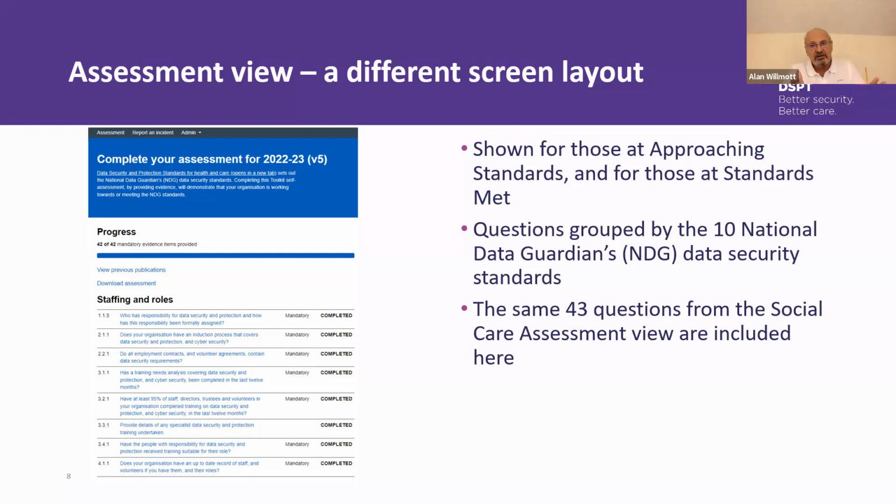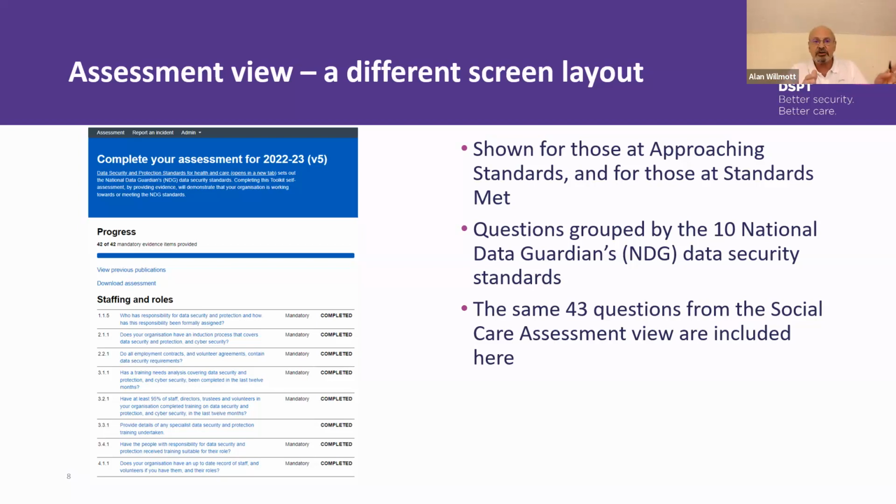Within the toolkit, there are the same 43 questions from the social care assessment view. And hopefully you can see on the left-hand side of the screen there that some of them have mandatory next to them and some of them don't. And just a reminder that all you need to do is complete the mandatory questions. One of the things that's different here is that on the top of the screen, you will see that it actually has a completion bar, and it will tell you how many of the questions have been provided, etc.